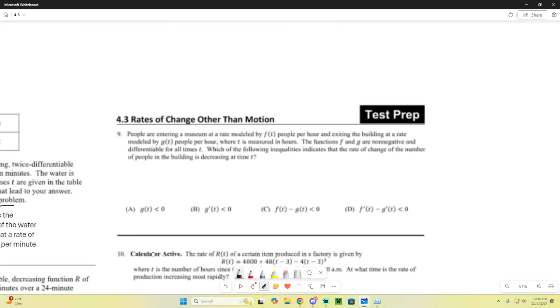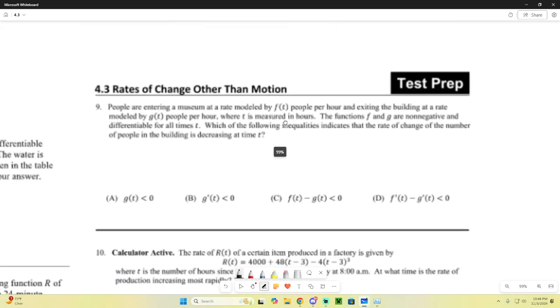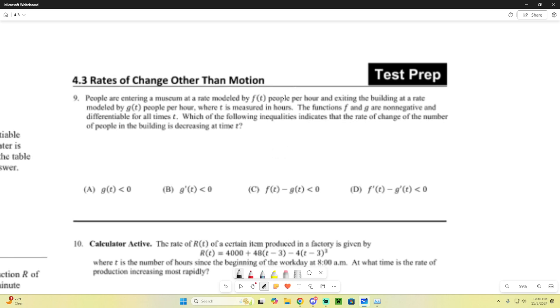Alright, moving on to the test prep. People are entering a museum at a rate modeled by f of t people per hour and exiting the building modeled at g of t people per hour, where t is measured in hours. The functions f and g are non-negative and differentiable for all time t. Which of the following inequalities indicates the rate of change of the number of people in the building is decreasing?